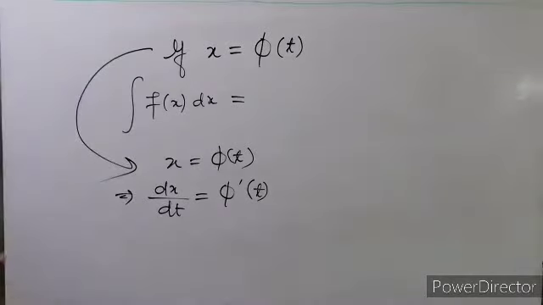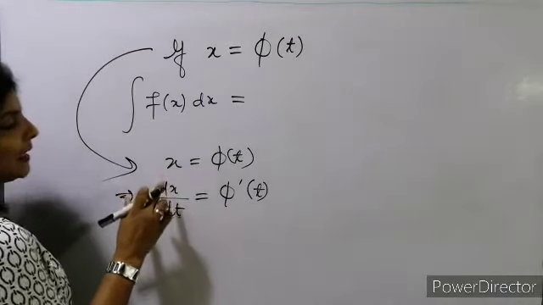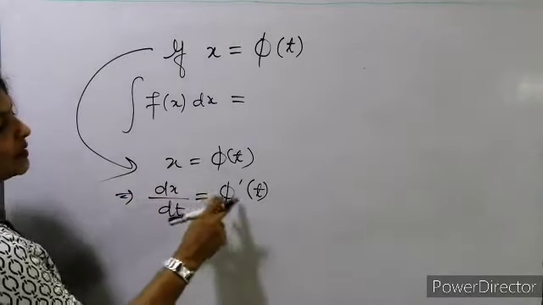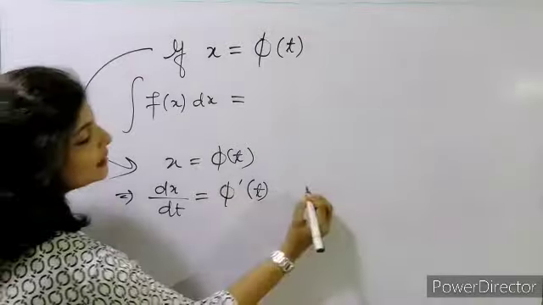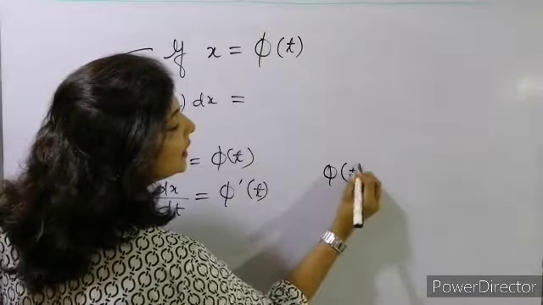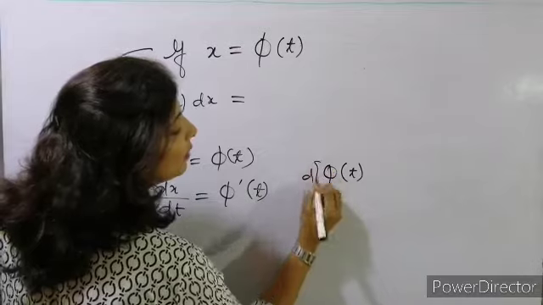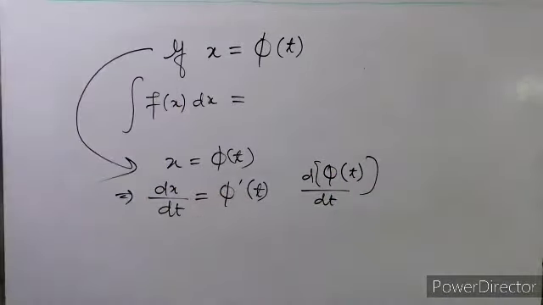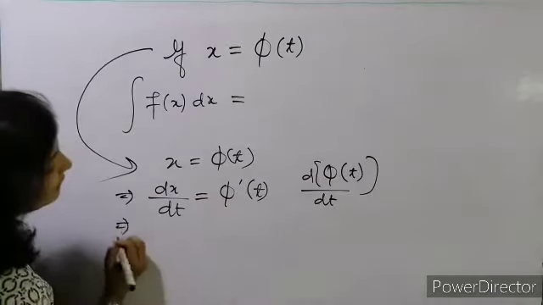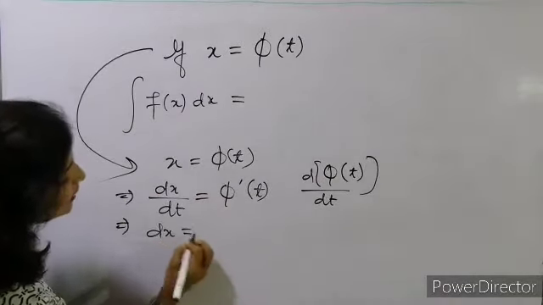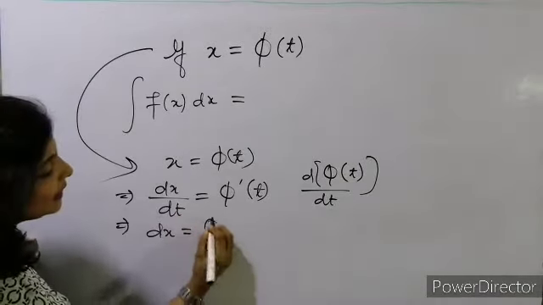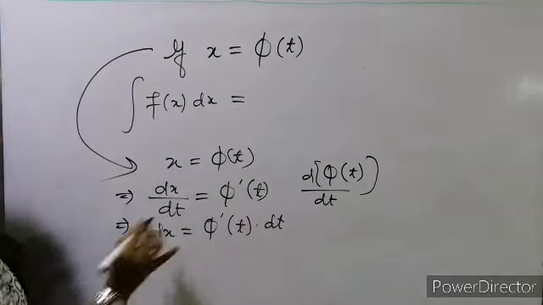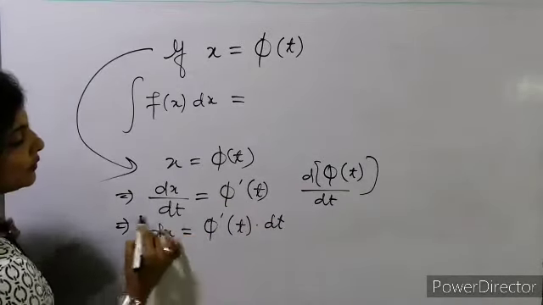If phi t is equal to x, then we differentiate x with respect to t. We get d phi t upon dt, which means phi dash t. So now what will be the value of dx? dx will be equal to phi dash t into dt, because this dt will shift here. So dx will be equal to this value.